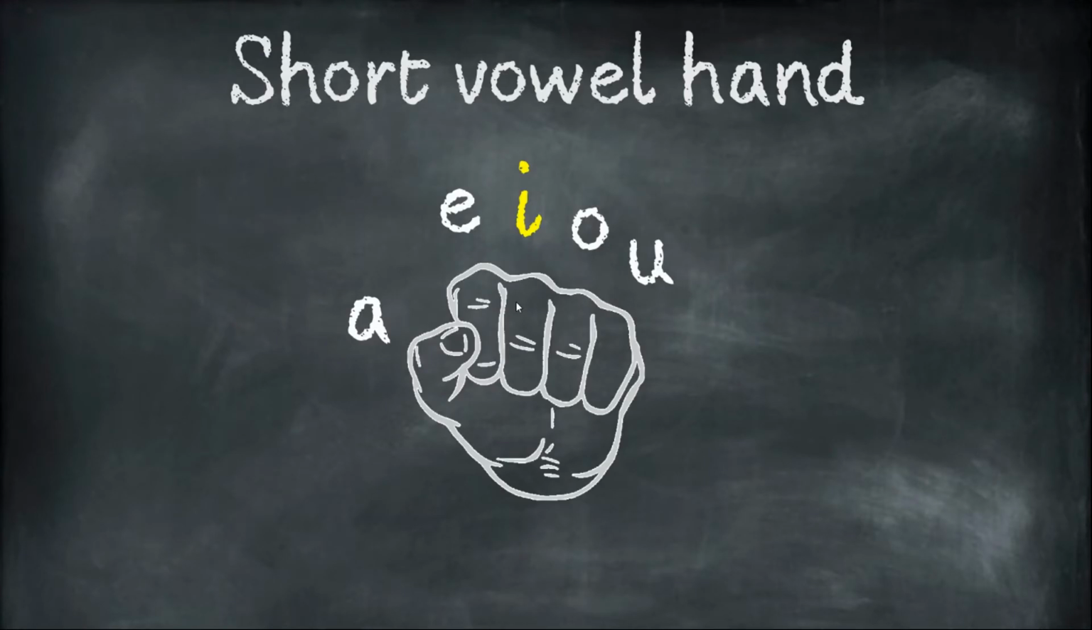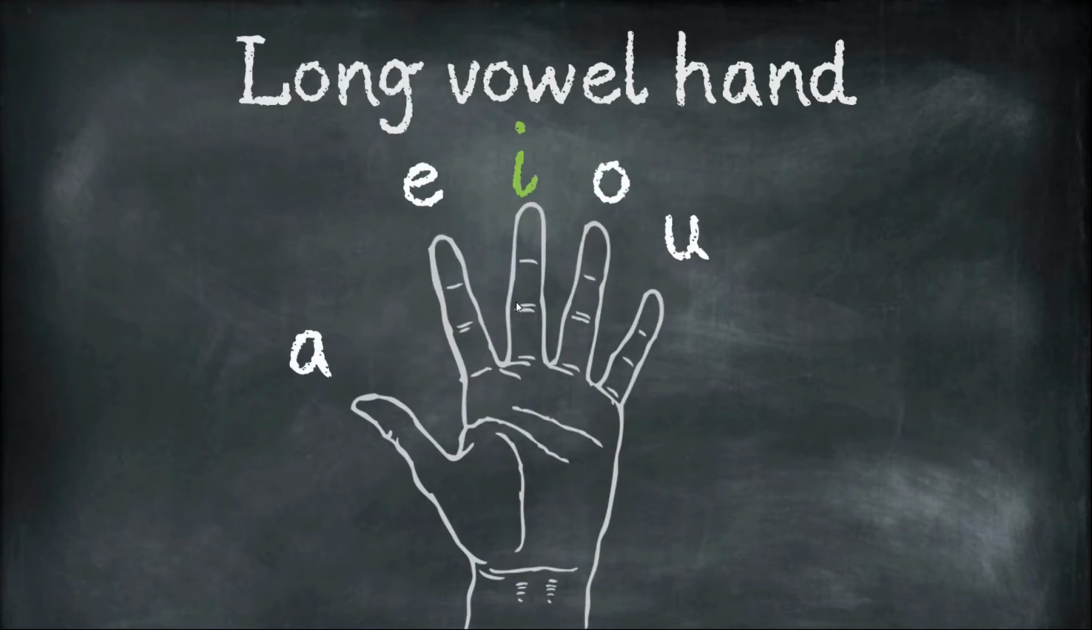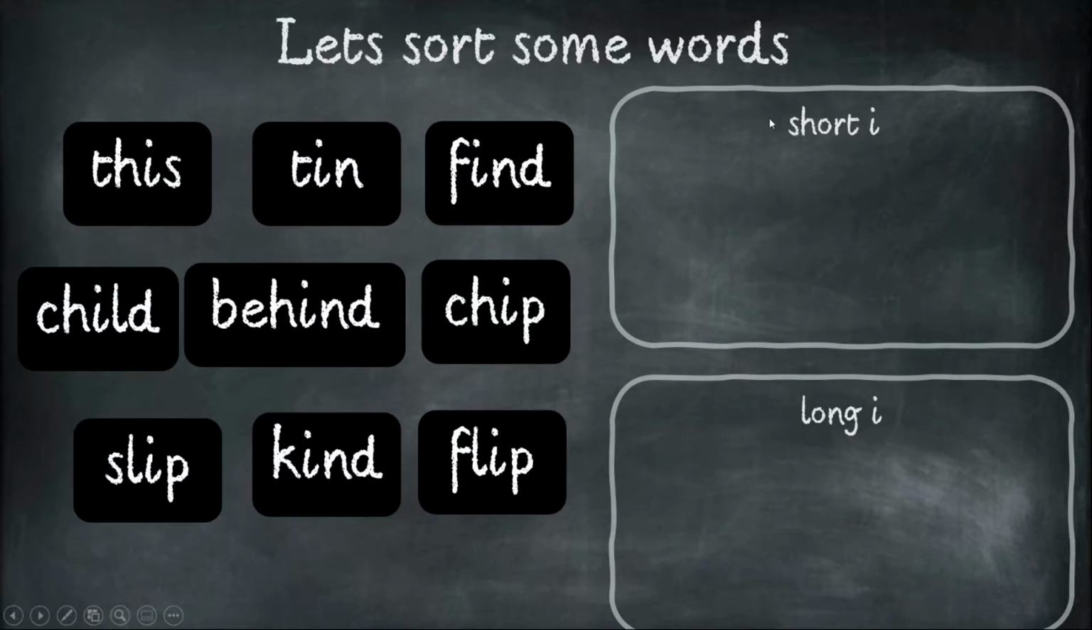Let's practice our short vowels. A, I, O, A. And let's practice our long vowels. A, E, I, O, U. Today we're going to sort these letters to short I, saying I, and the long I, saying I.